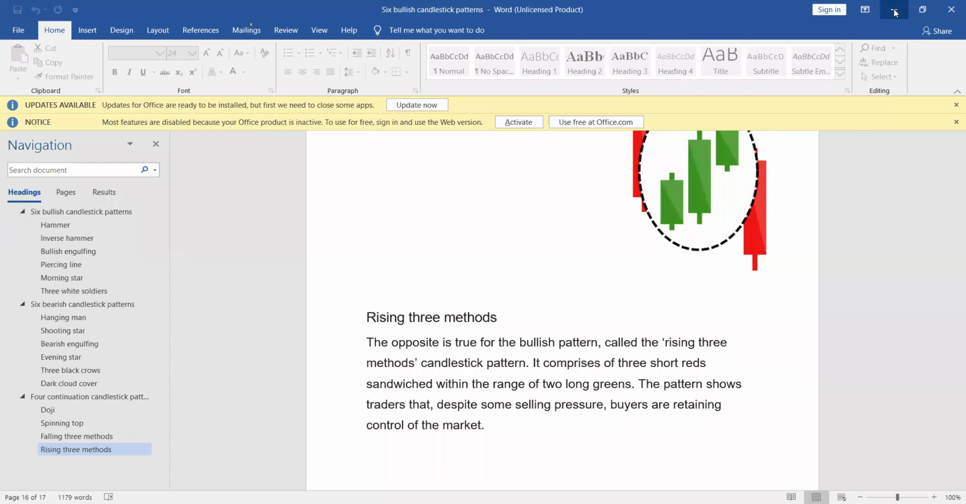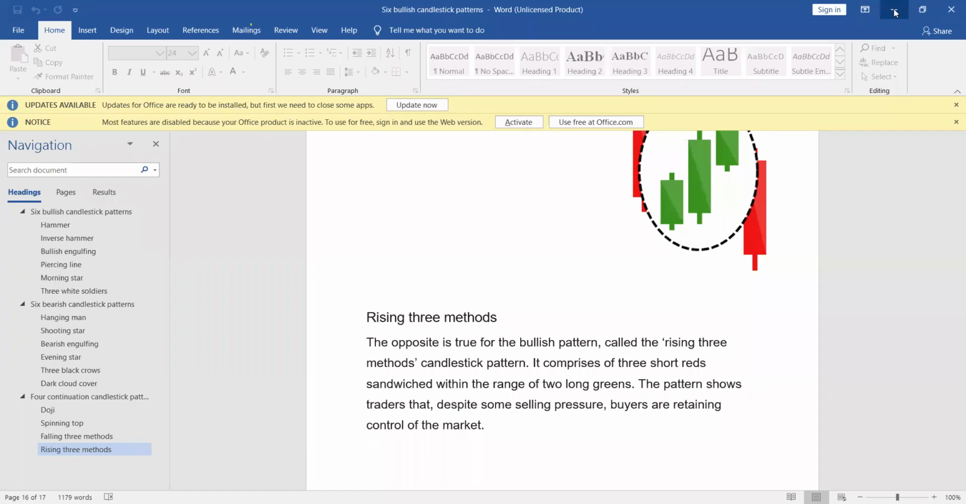Now, there is another pattern which is not in that book, on that page we saw, and I want you to take it. They call it the harami. Harami means pregnant in Japanese. The harami somehow looks like an engulfing pattern.